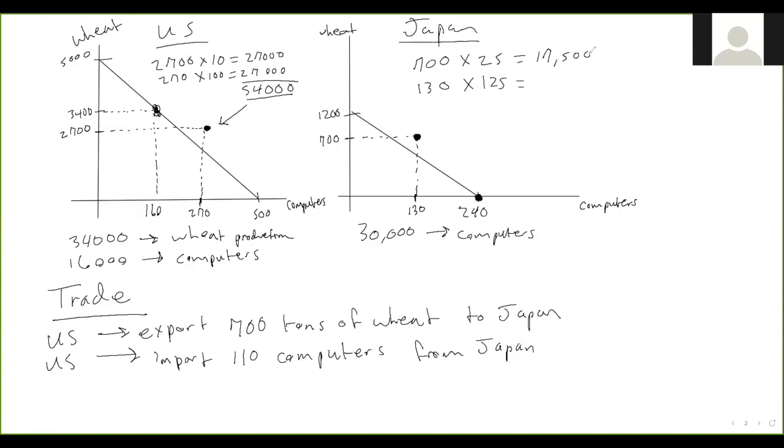So 17,500 for wheat, and 16,250 for computers, or 33,750 total labor hours for this point. So in both instances, each of these countries is now producing outside their production possibilities frontier, which we know for a self-sufficient economy is not possible. However, with trade, that's a reality.